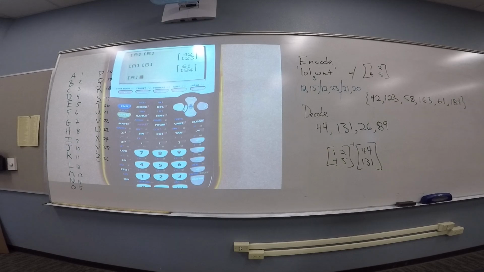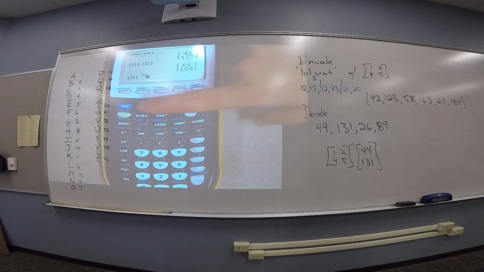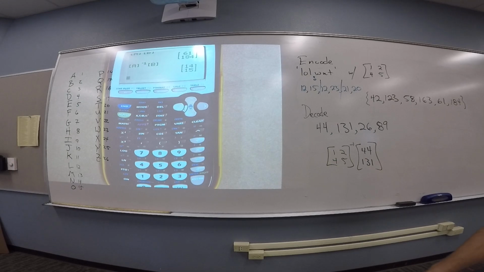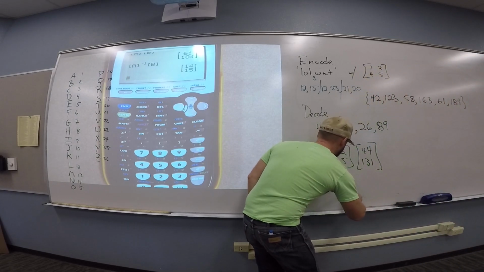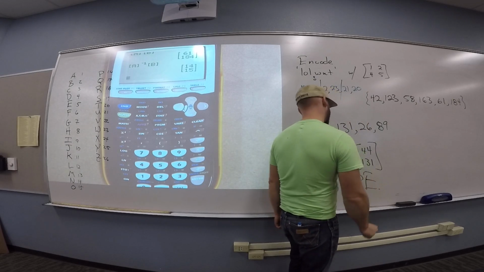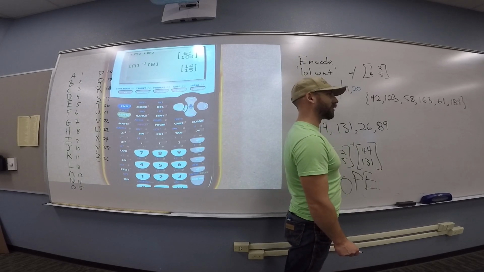How do you get its inverse? I give it a negative 1 exponent. Yeah, so use the inverse key. And then you'll need to push over sometimes. This one apparently doesn't. Oh, because I used the inverse key and not the exponent key. Never mind. And then I need to put my 44-131. So I go back into matrix land and get my matrix B and drop it in there. And get 15-14, which is O, N. And if you decode the other two, you'll get the rest. So you're supposed to encode LOL what, and the answer was nope.